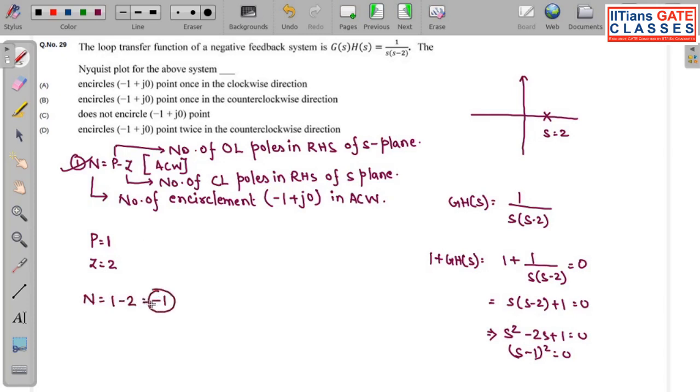So minus 1, what does it signify? This minus sign basically signifies that my rotation is in clockwise direction, not in anti-clockwise direction. So what I am going to conclude is that the Nyquist plot for this system will encircle the critical point once in clockwise direction. So option A will be your answer. Okay, quite simple.